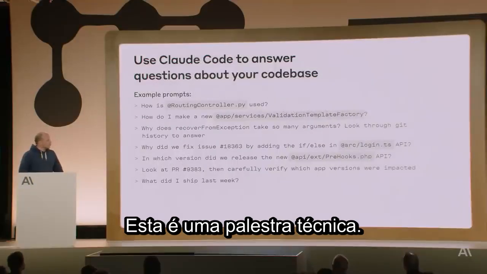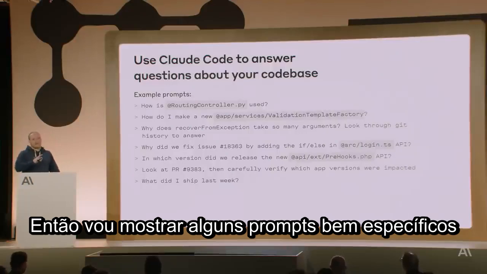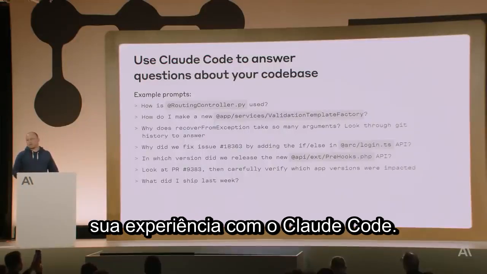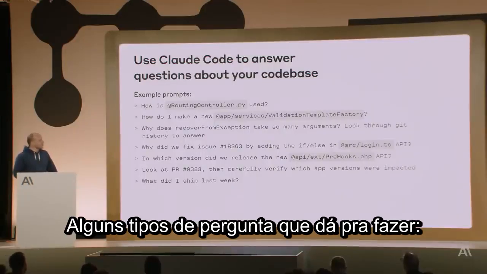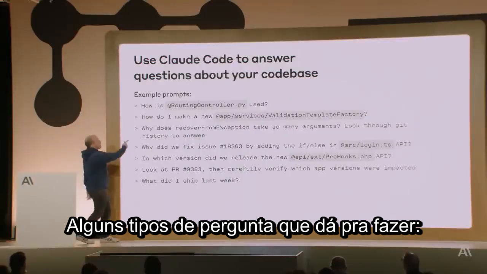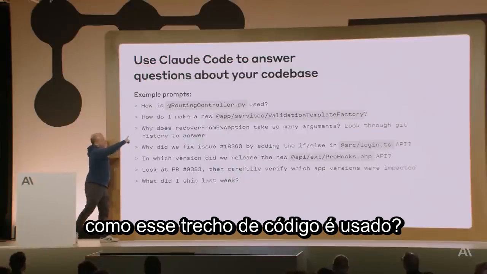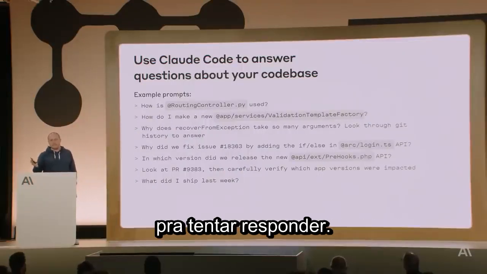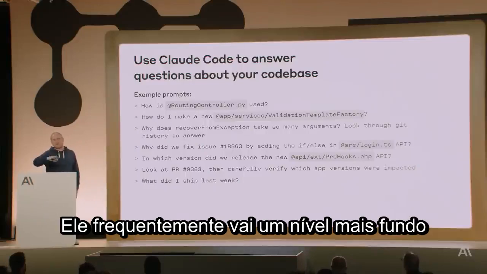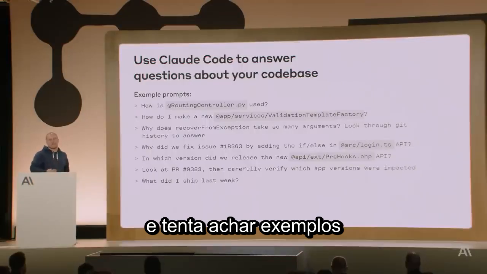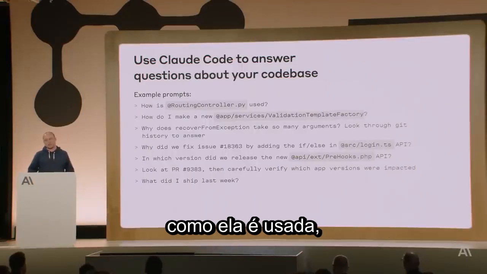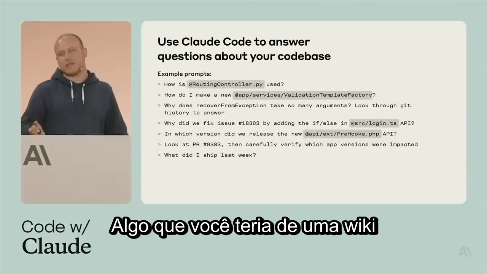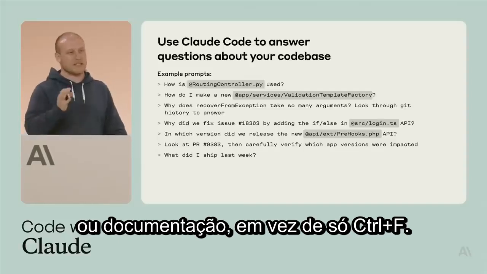This is a technical talk, so I'm going to show some very specific prompts and very specific code samples that you can use and hopefully improve and up-level your Claude Code experience. So some kind of questions that you can ask is, like how is this particular piece of code used, or how do I instantiate this thing? And Claude Code won't just do a text search and try to answer this. It'll often go a level deeper, and it'll try to find examples of how this class is instantiated, how it is used, and it'll give you a much deeper answer, something that you would get out of a wiki or documentation, instead of just Command F.